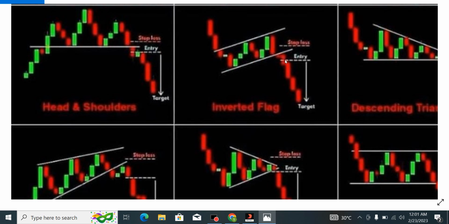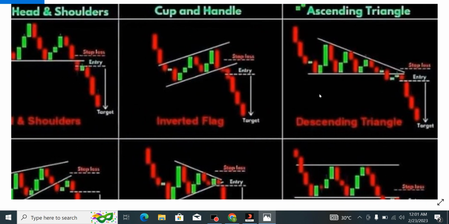So once it breaks out, then definitely you should come in around here, and your stop loss should be at the tip of this particular line. Okay, so this should be your entry point, and of course you can keep on trading that way because it has broken out from the support zone. Okay, so that is it.